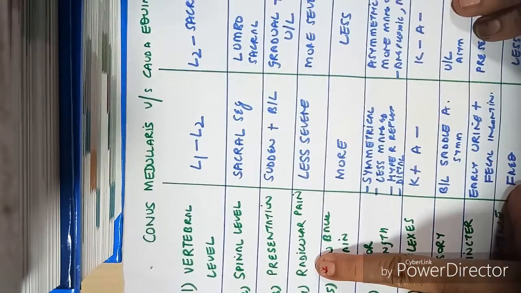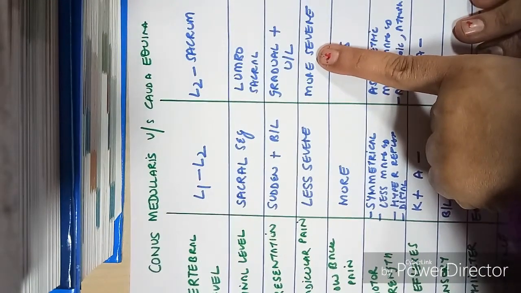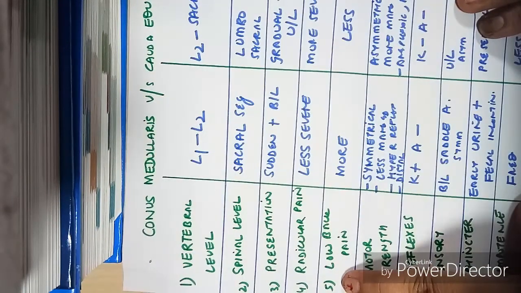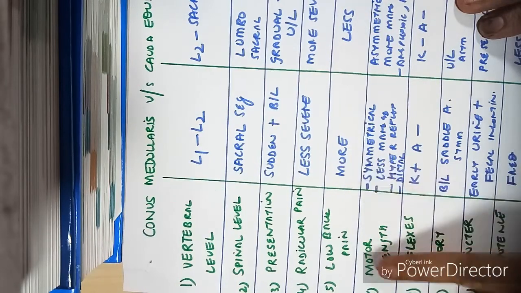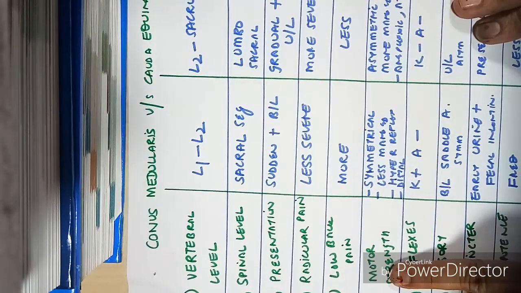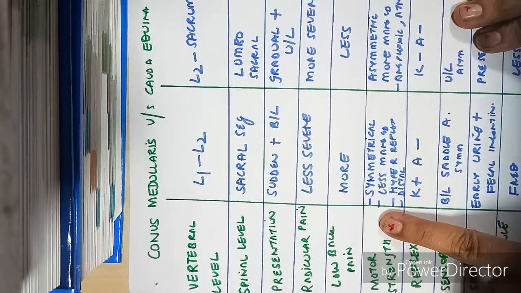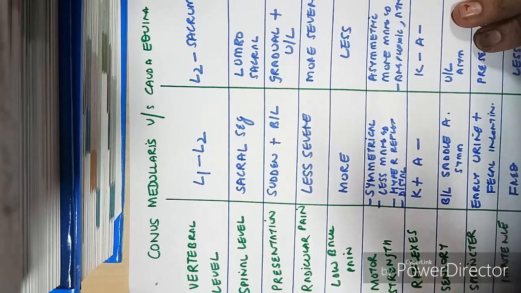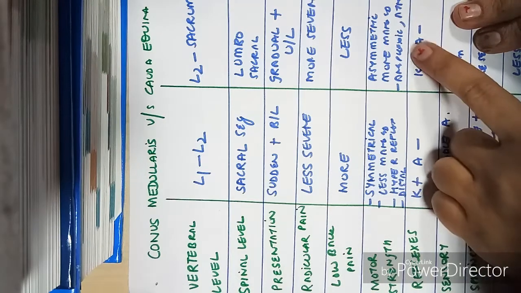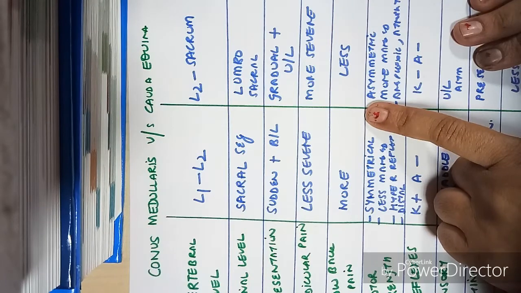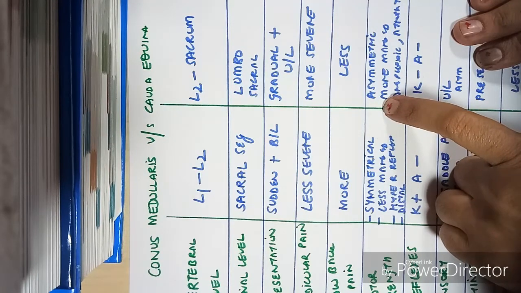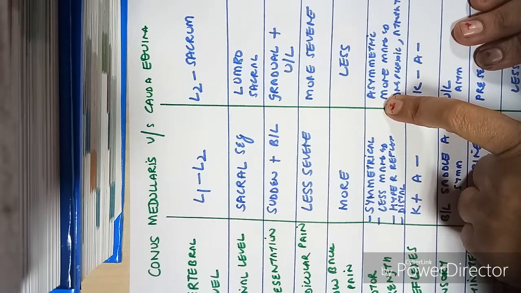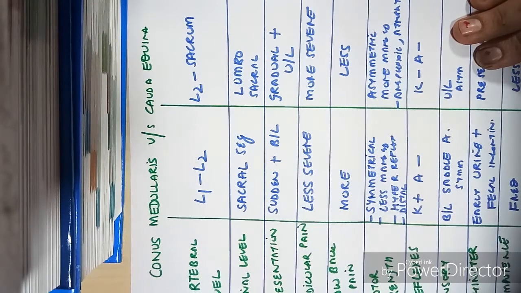Radicular pain, radicular presentation is with Cauda equina. It is more severe with the Cauda equina. Low backache with the Conus medullaris. Motor strength, we know that the lesion is symmetrical. It is less marked weakness, and it will be only present in the sacral segments, so it will be distal weakness of the foot, and there will be hyperreflexia. Whereas in the Cauda equina the weakness is asymmetric, because the fibers involved are L1 to S5, so more wide distribution, more marked weakness.